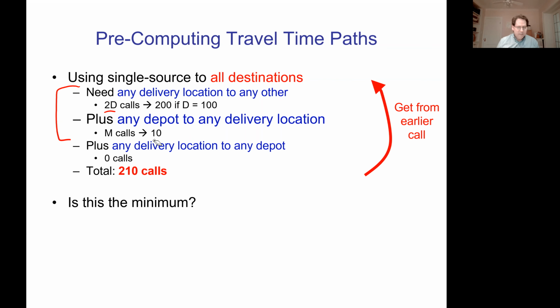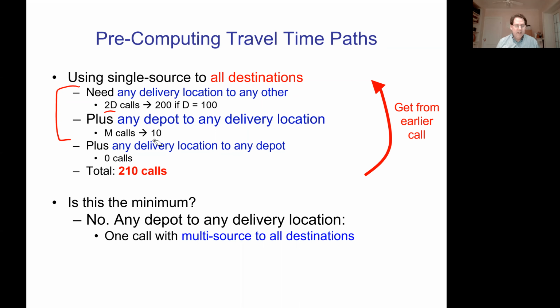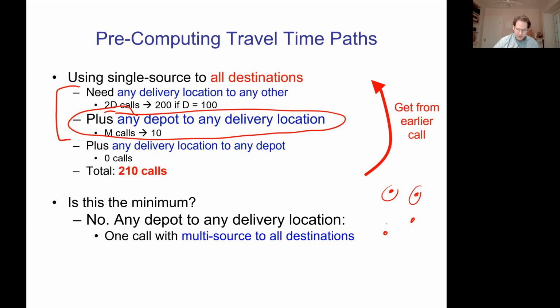You can do a little better. I saw someone in the chat saying you could do a multiple source search. So you can get a little bit clever, and say, for these 10 depot calls, I only need to know the shortest path from some depot to every delivery location, because that's all I need in order to choose what depot to start at. So you can do another form of path search where you start not at one location, but at many locations and expand out from all of them.